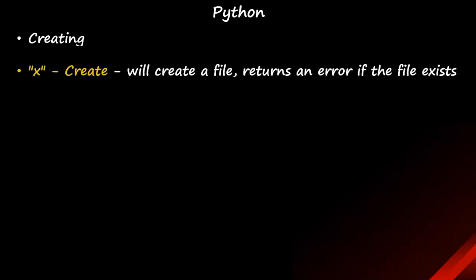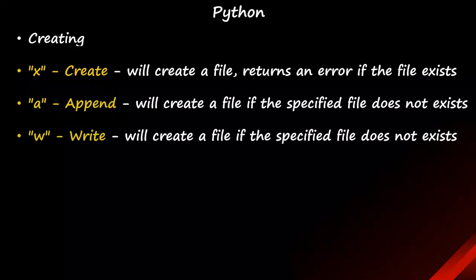Creating a file. So we saw opening, reading, writing. So how to create a file using a Python function? X, A and W are modes which will create a file, but for different purposes. X will create a file and return an error if the file exists. So you can create a file, but you can't create one with the same name in the same path; that will return an error if the file exists. A means append.